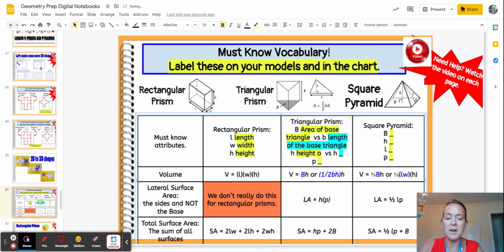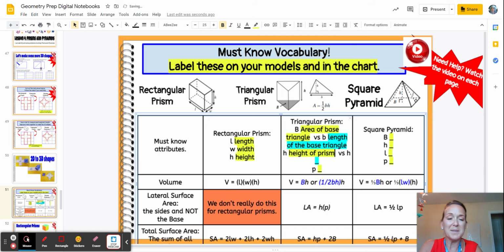Height, oops, that's an F, of the prism, okay? And then the other H is the height of the triangular base. Height of the triangle, okay? Perimeter is pretty easy. The perimeter is just the distance around that base. So you need to know all 3 sides of the triangle. Perimeter. I don't know why I forgot to put the B. Perimeter. The distance around the outside of that base.